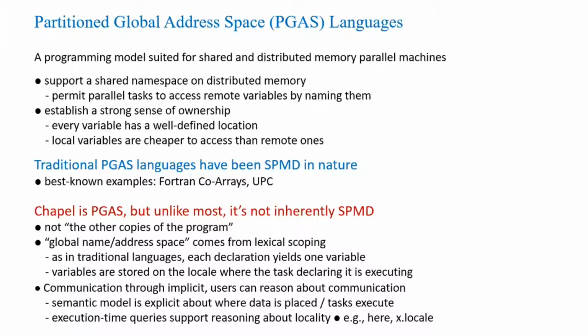The semantic model is explicit about where data is placed and where tasks are executed. Execution-time queries support reasoning about the localities. So the code can say here or there, and you can find where the variables are and how to call them.